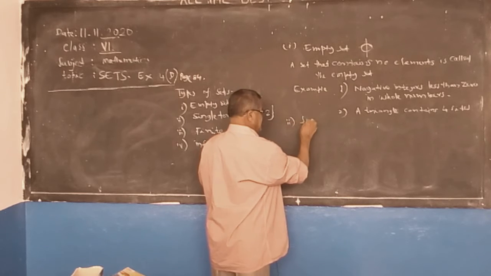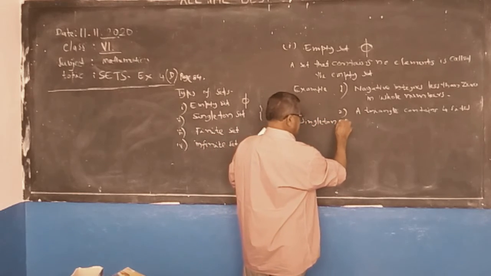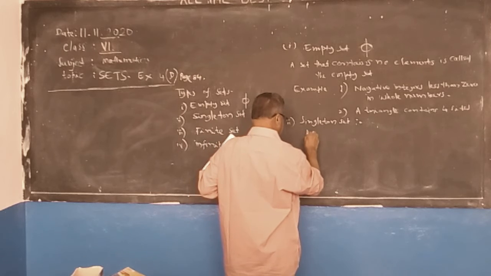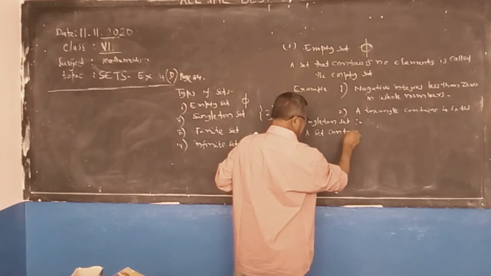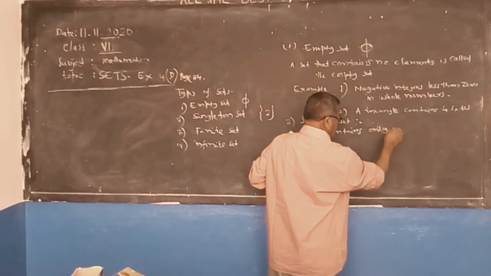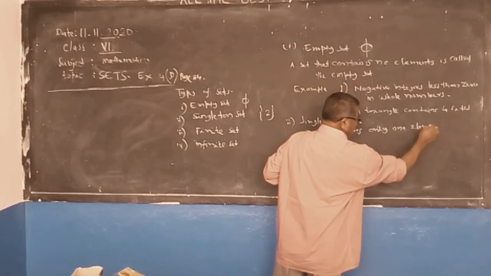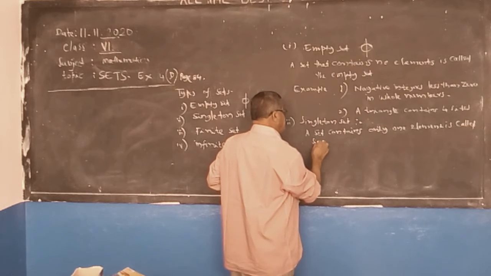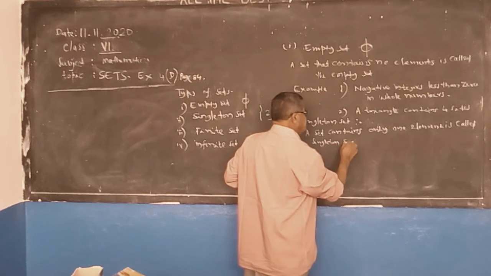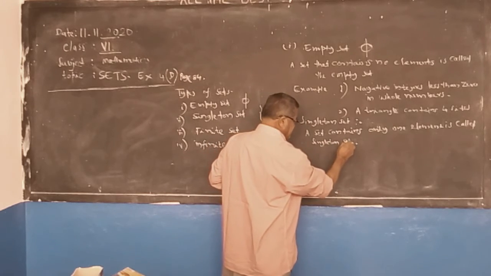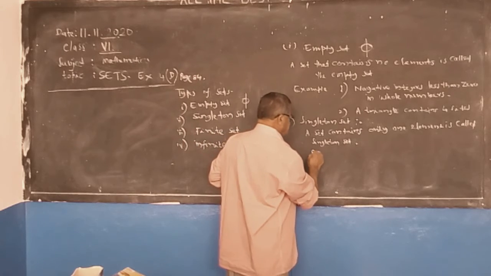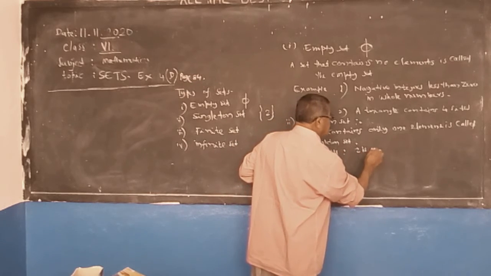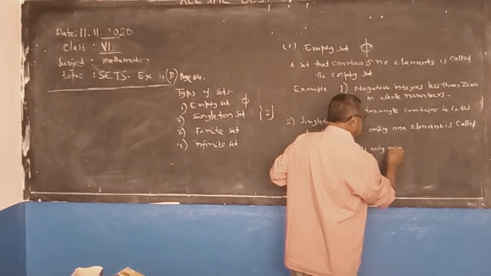Second, singleton set. A set that contains only one element is called a singleton set. Example: 2 is the only even prime.